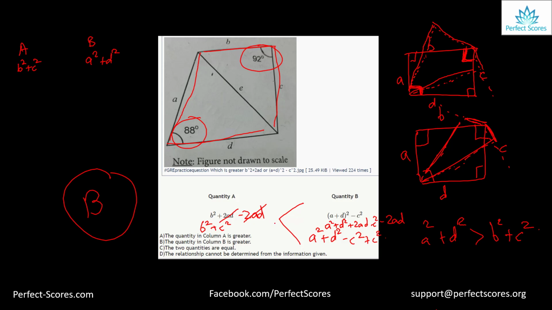I think that should become a little bit natural to you guys, because you've been solving GRE questions for a long time now. So you should be eliminating these two ADs. You should be trying to get it to the most natural form that you can get, and then you just compare it with some regular figure, right?